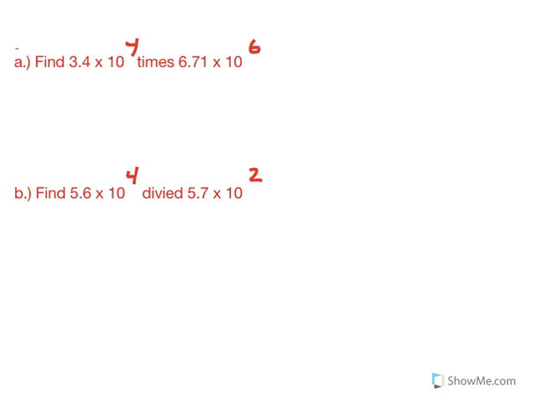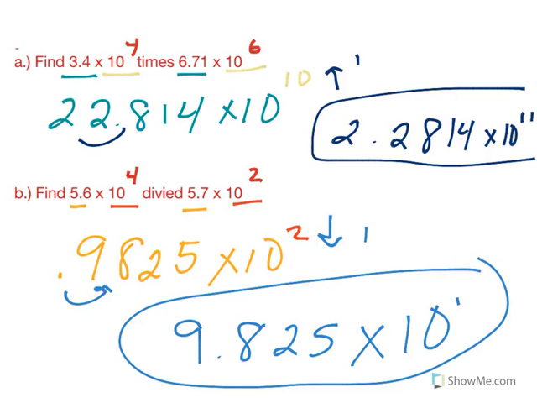All right, I would like you to try these two on your own, so just hit pause, try multiply, divide, come back and check your answer. Okay, so when you multiply in letter A, you get 22.814 times 10 to the 10th. Well, 22, too big. So if we move it one place to the left, your number is big, so your exponent will go up, and you end up with 2.2814 times 10 to the 11th.